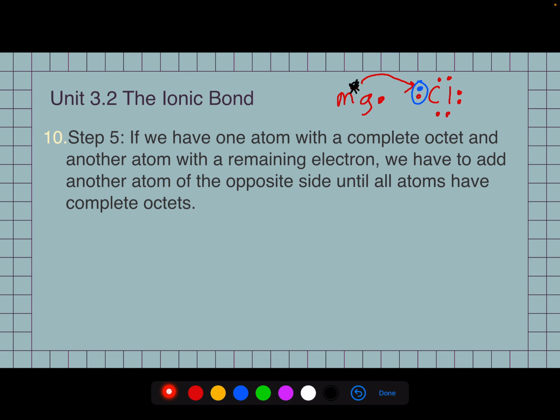Now, if you see here, this whole chlorine atom has a full 8, right? Which honestly satisfies the octet rule for that chlorine. But the thing is, our magnesium isn't satisfied. It doesn't satisfy its octet rule, which we know because there's one more left over, okay? So this idea gets a little bit confusing, right? Because what we're going to have to do is add another chlorine atom.